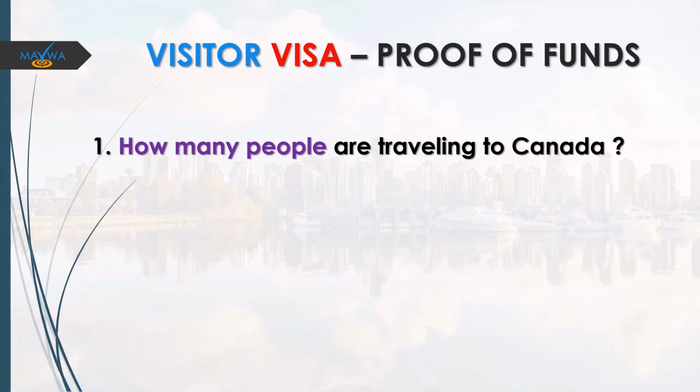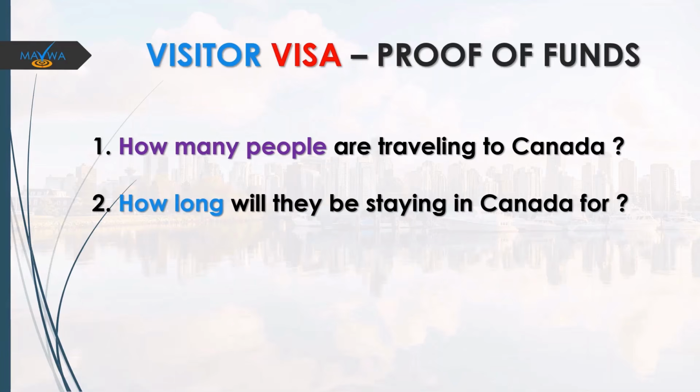So if you are a family of 5, for example, but only one person is traveling to Canada, in this case, you only need to show proof for one person. So the number of people traveling to Canada are the number of people that are going to be required to prove the funds for their stay.